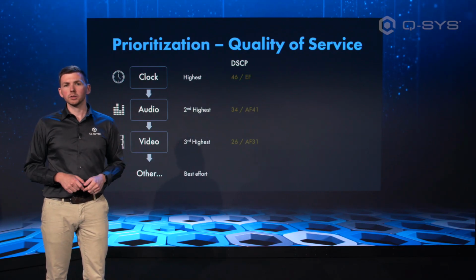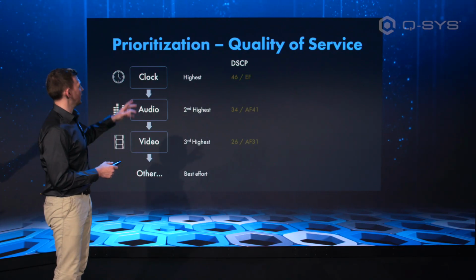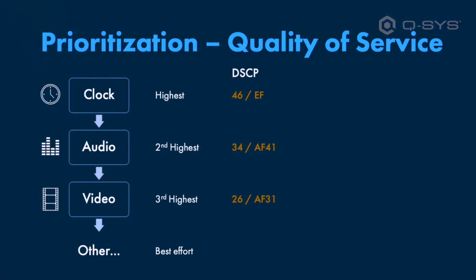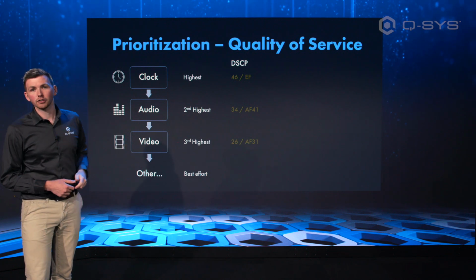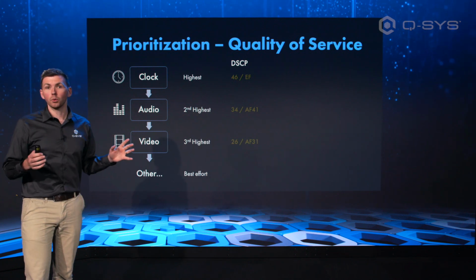Well, basically, it works like this. We're going to attach something called a DSCP tag to our different types of traffic that leave any Q-SYS device. And that's going to be clock traffic, audio traffic, and also video traffic. Everything else we're really not worried about, okay? Now, with clock, that's the highest level of priority. As you can see there, that's the most important thing.